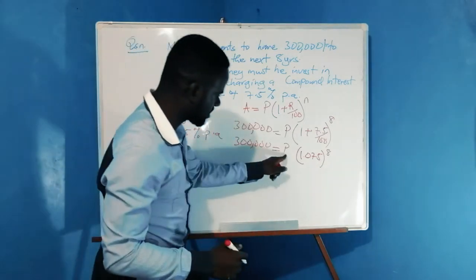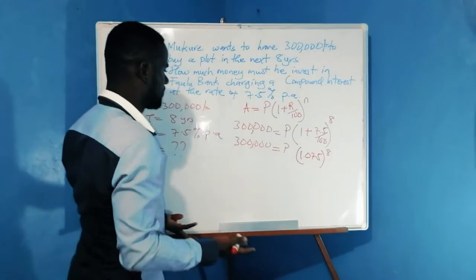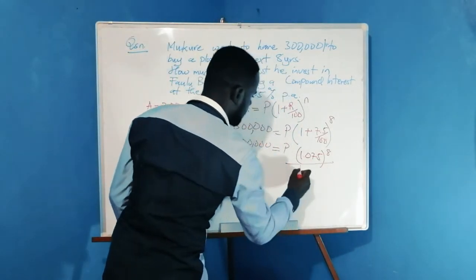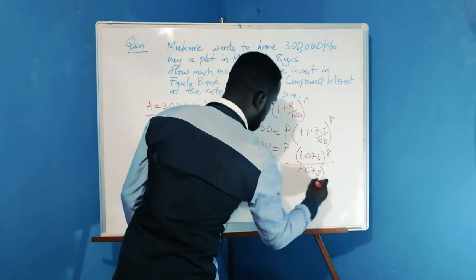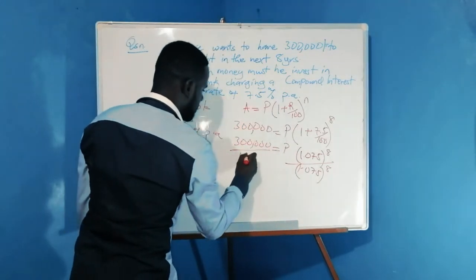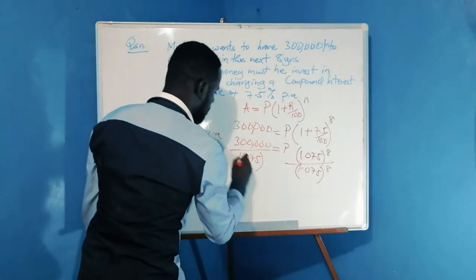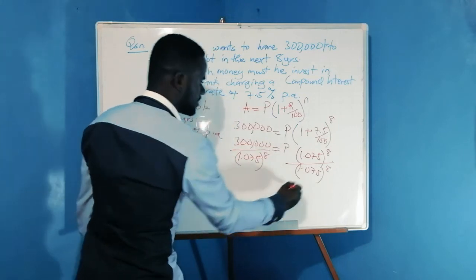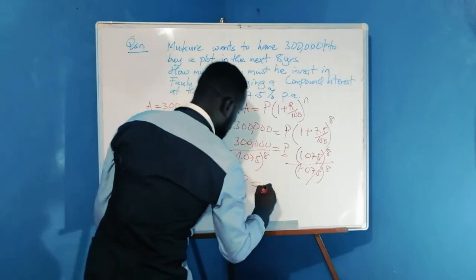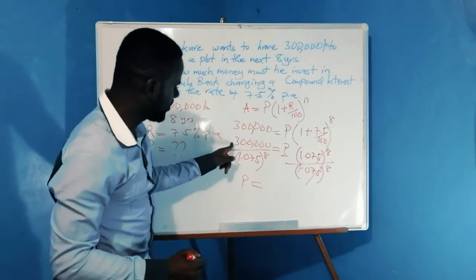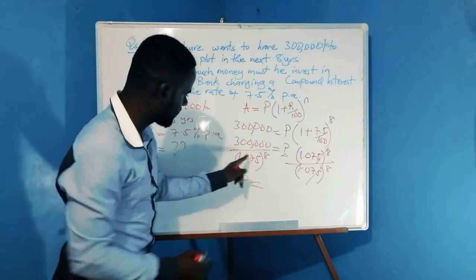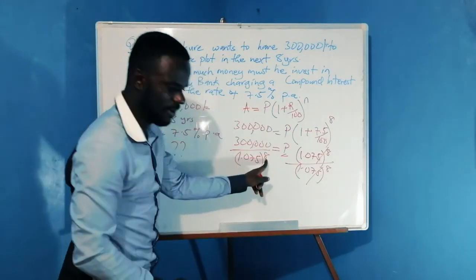My key interest is calculating the principal. Therefore, it means I need to divide across by this. So I'll have to divide across by 1.075. Remember, all of it is raised to power 8. Divide this side again by 1.075, all of it raised to power 8. And this will cancel. So I'll have my principal to be equivalent to, now, 300,000 divided by 1.075 in bracket raised to power 8.